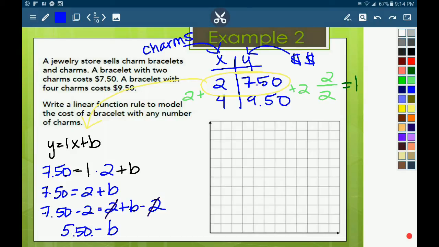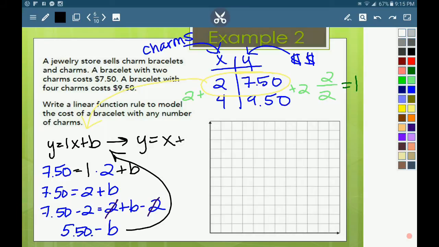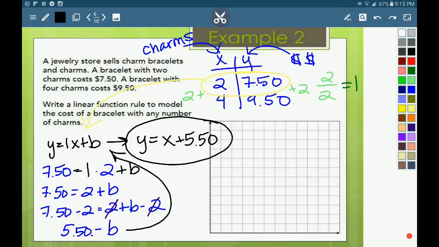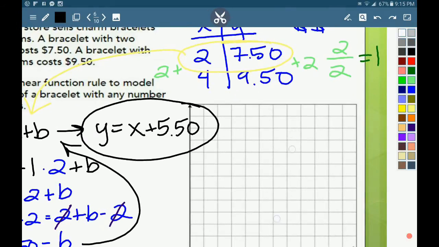So my function rule, I'm going to go back to my halfway done function rule here. It becomes y equals, and you don't have to write the 1 if you want to just write x, y equals x plus 5.50. There's our function rule. It doesn't say that you have to graph it, but I do want to show you what the graph of this would look like.